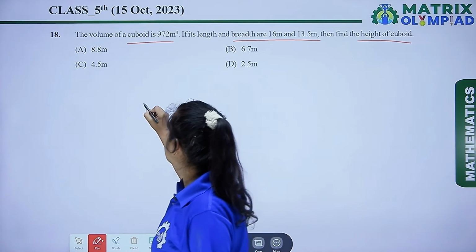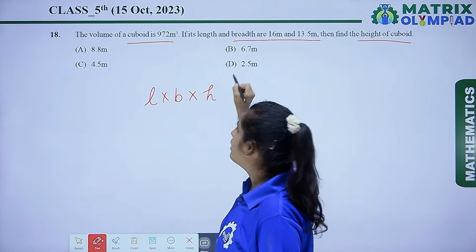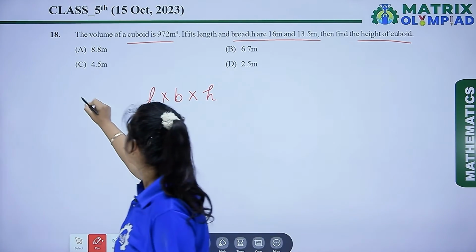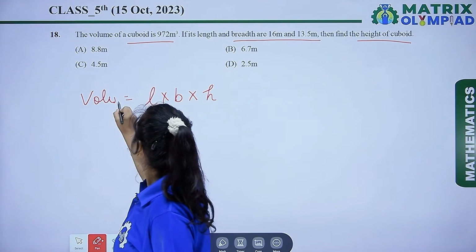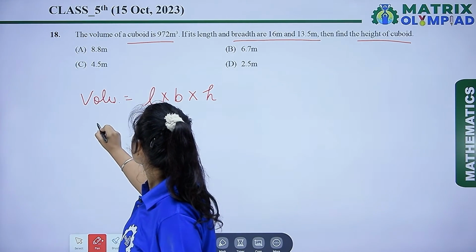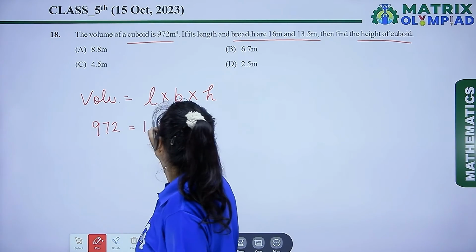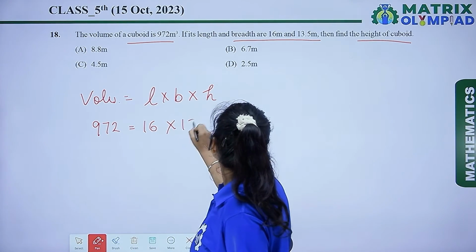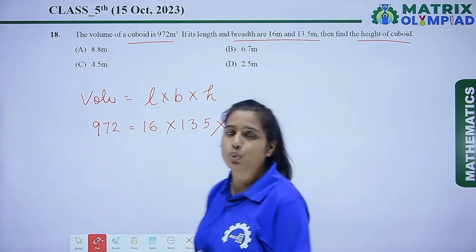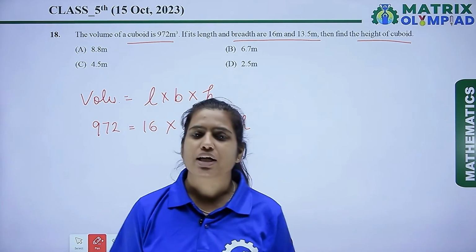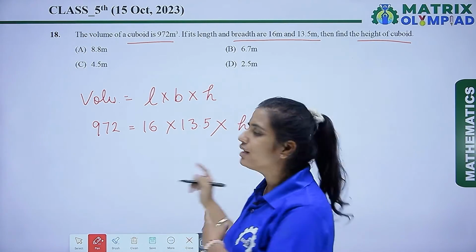अब आपको वॉल्यूम का फॉर्मूला पता है. वॉल्यूम ऑफ क्यूबॉइड क्या होता है, it is length into breadth into height. लेंथ एंड ब्रेथ आपके पास ऑलरेडी गिवन है, वॉल्यूम आपके पास गिवन है क्यूबॉइड का. So here volume is 972, लेंथ आपके पास गिवन है 16, ब्रेथ आपके पास गिवन है 13.5 and height is unknown to us. अब हाइट हमें नहीं पता तो हमें क्या करना होगा, we have to find it out. अब फाइंड कैसे करेंगे, फॉर्मूला से.